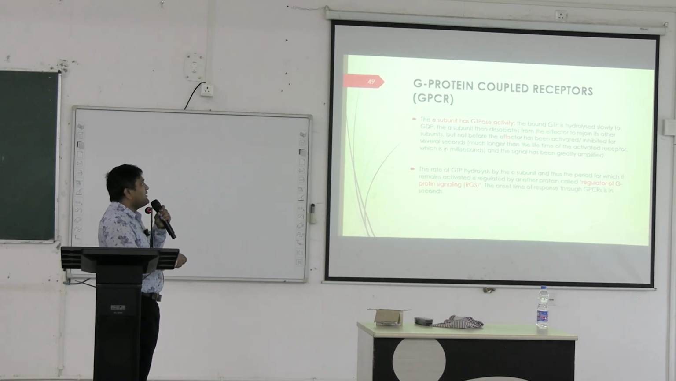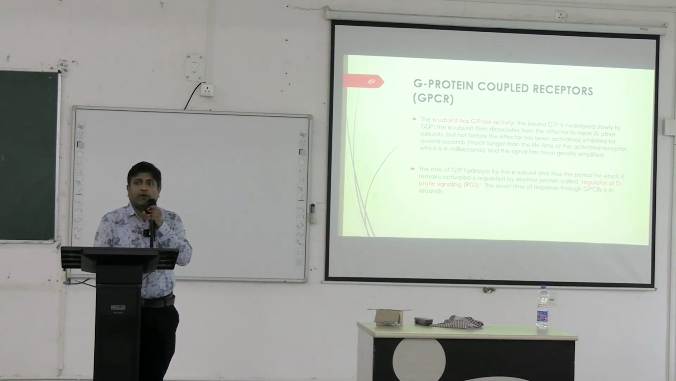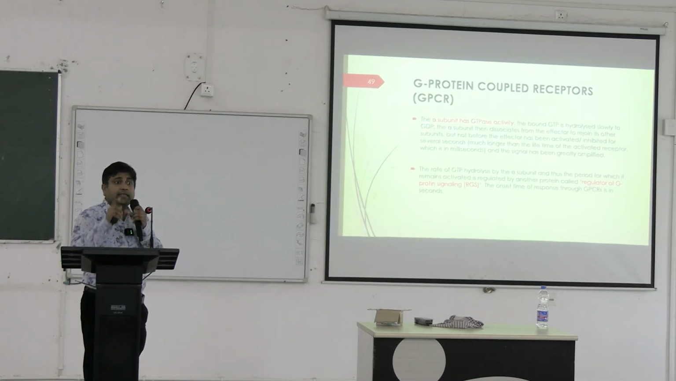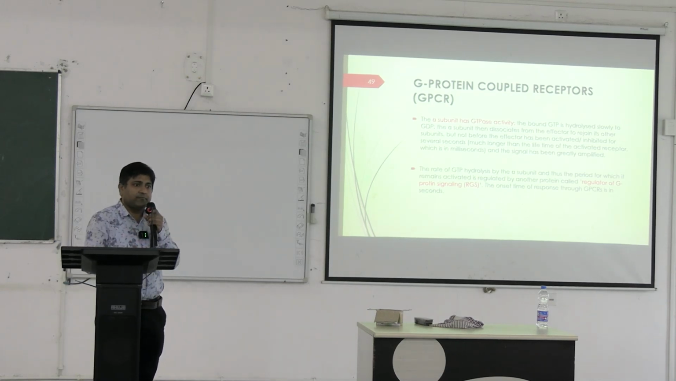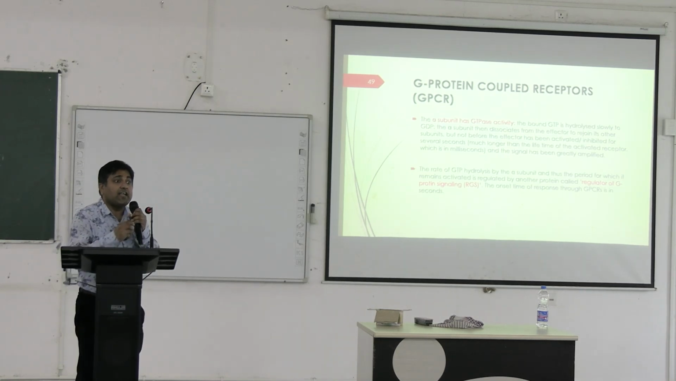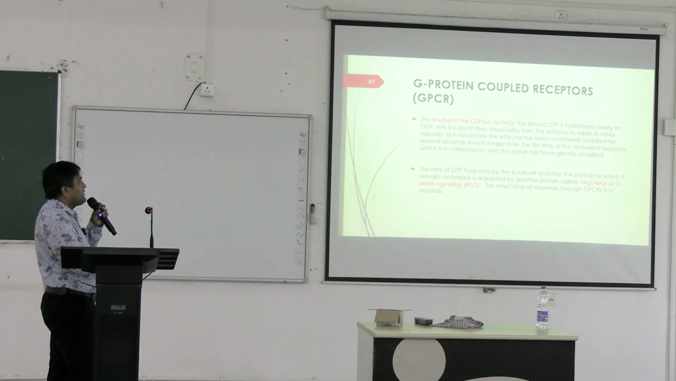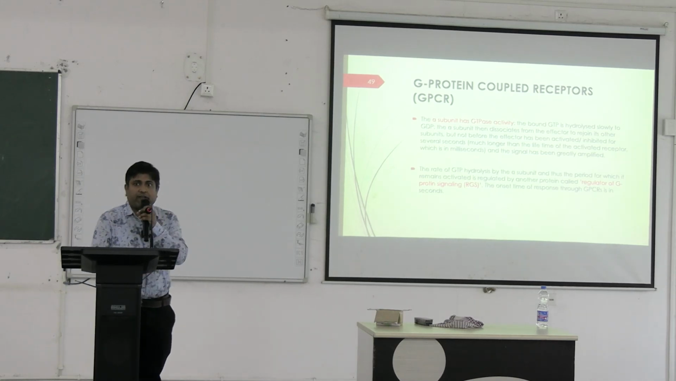The alpha subunit then dissociates from the effector to rejoin its subunits beta and gamma, but not before the effector has been activated for several seconds. Mind it, the ligand remains bound to the G protein coupled receptor for milliseconds, but on the effector side, the effect occurs in seconds. So the effect is amplified for much longer than the lifetime of the activated receptor, which is in milliseconds, and the signal has been greatly amplified.